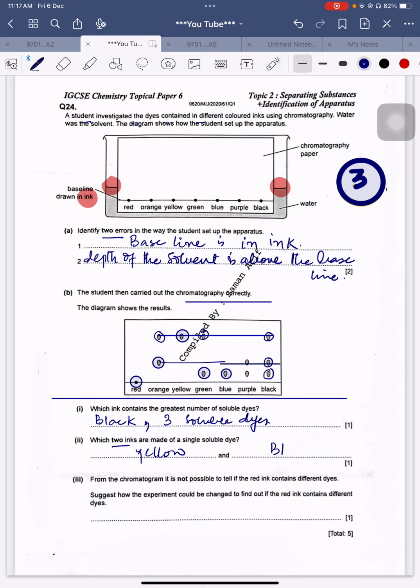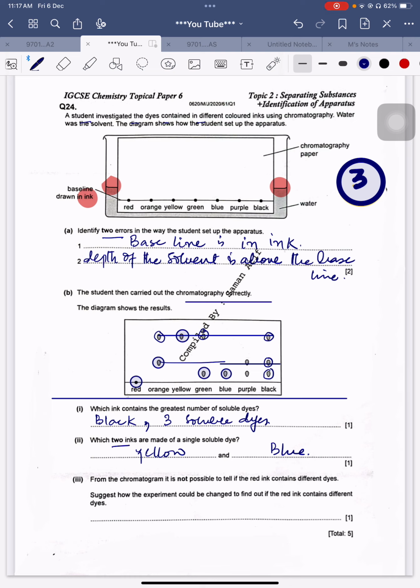Then from the chromatogram, it is not possible to tell if the red ink contains different dyes. Suggest how the experiment could be changed to find out if the red ink contains different dyes. Okay, guys, it is just letting us know that the red dye must not be soluble in water. That's why it is not going to separate into its components.